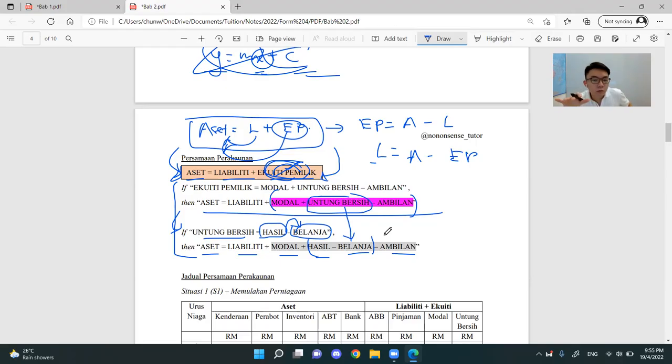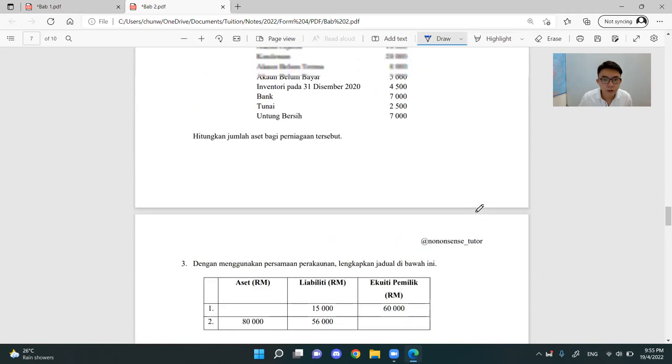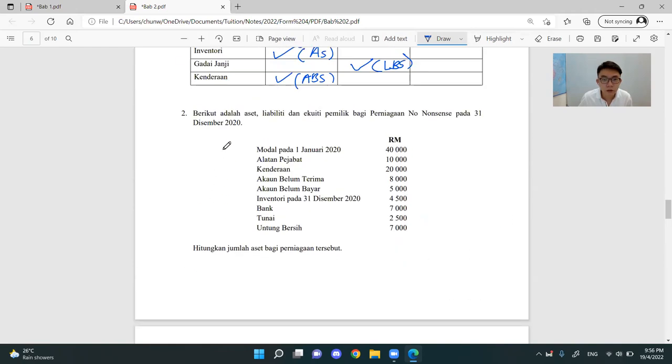Okay, but now you don't have to go so far. I just explained to you how it works. It's just like mathematics, and this is very simple mathematics. All right, so come to here. Let's try a question. Here is all the asset, liability, then equity per mille. Now we are to hitungkan jumlah aset bagi perniagaan tersebut.